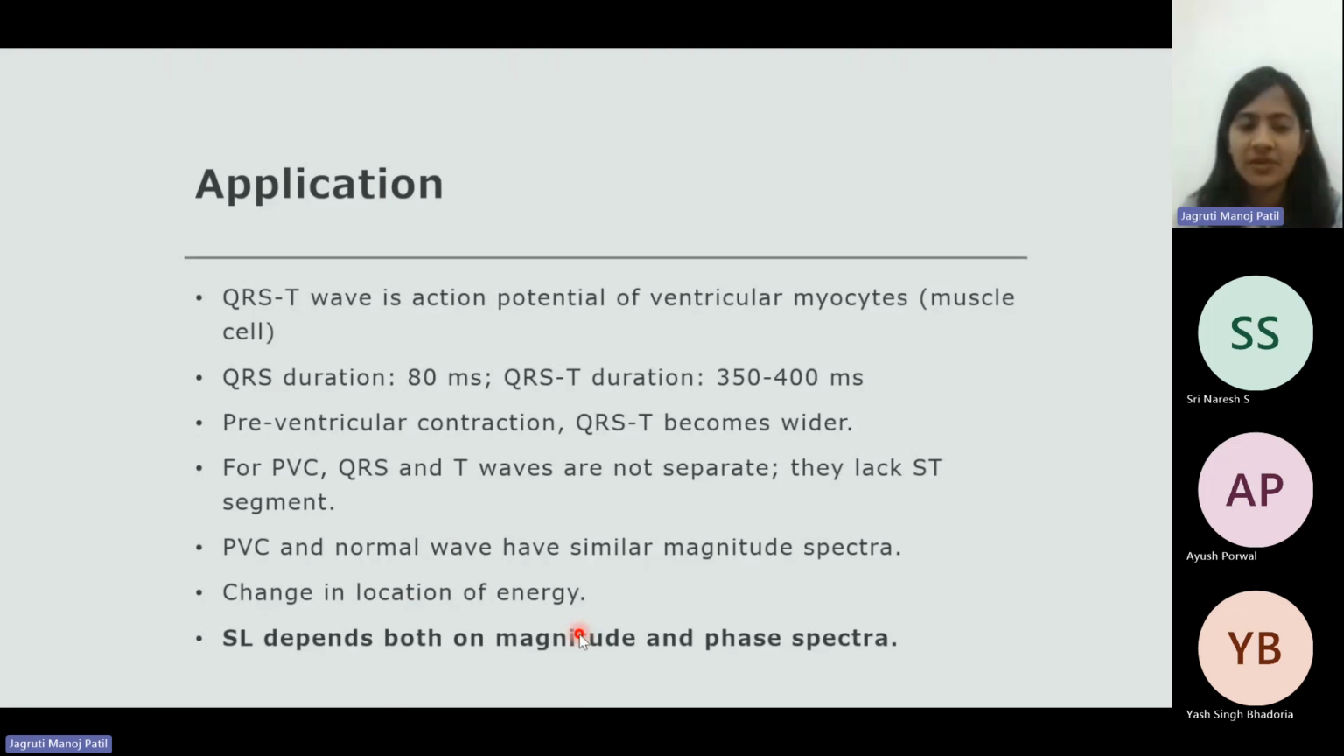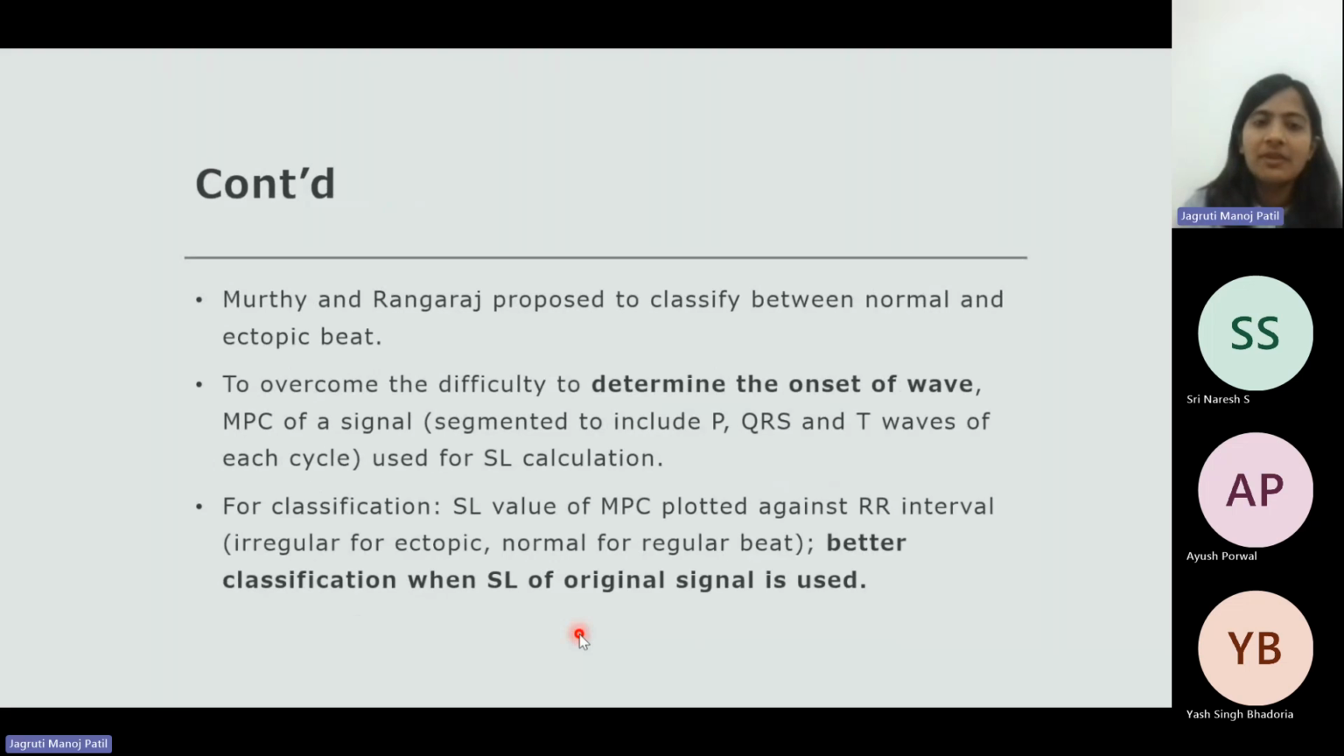Just a take-home message for signal length. So then what we saw is that Murthy and Rangaraj proposed to classify between a normal as well as an ectopic beat. Now, ectopic beat was something that we covered, with the analogy of a hiccup.